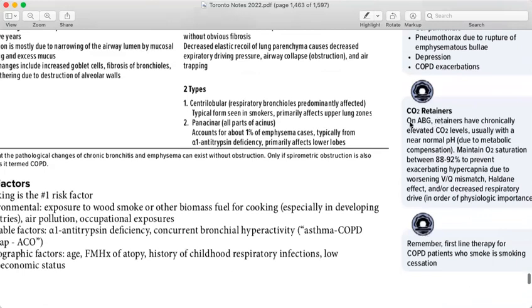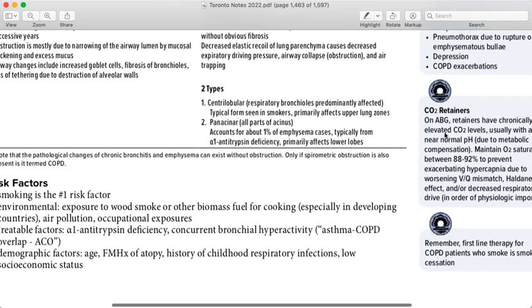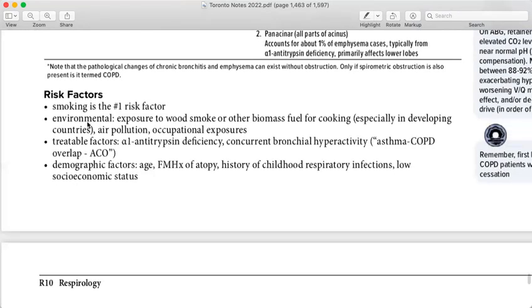CO2 retainers: on ABG, retainers have chronically elevated CO2 levels, usually with a near normal pH. So the pH level is normal, but the CO2 is elevated because CO2 is trapped inside and not excreted properly. Maintain O2 saturation between 88 to 92% to prevent exacerbated hypercapnia, due to worsening ventilation perfusion mismatch, the Haldane effect, and decreased ventilatory drive. So just remember this one. Oxygen is maintained at 88 to 92% and carbon dioxide is retained inside, but the pH level is normal.